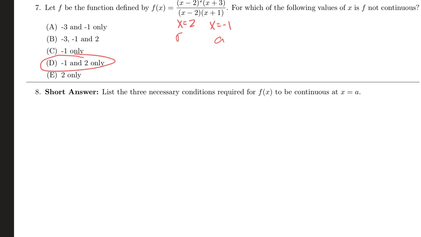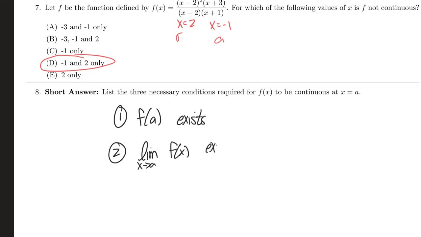And 8 is just asking for the definition of being continuous. There are 3 things that need to happen. First, you need to be able to plug in your value. Second, you need to have a limit at that value. And third, those 2 things are equal to each other. Those are the 3 conditions of being continuous: your function value exists, your limit exists, and those 2 things are equal to each other.